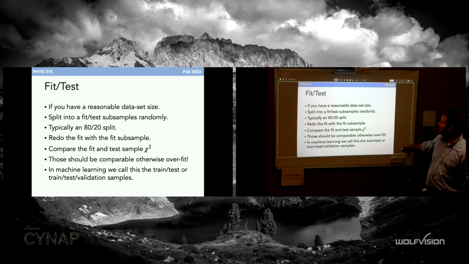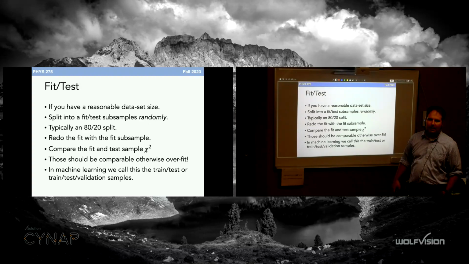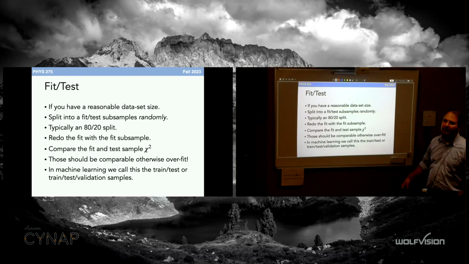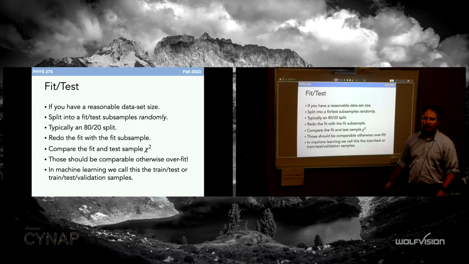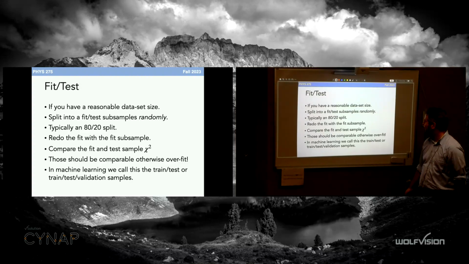In machine learning, we call this the train, test, and validation samples. You actually split it in three ways. So you train, you test, you train, you test, you train, you test, and when you're done with that whole loop of training and testing, you decide this is the right set of parameters. Then you have a third subsample that we use for testing.